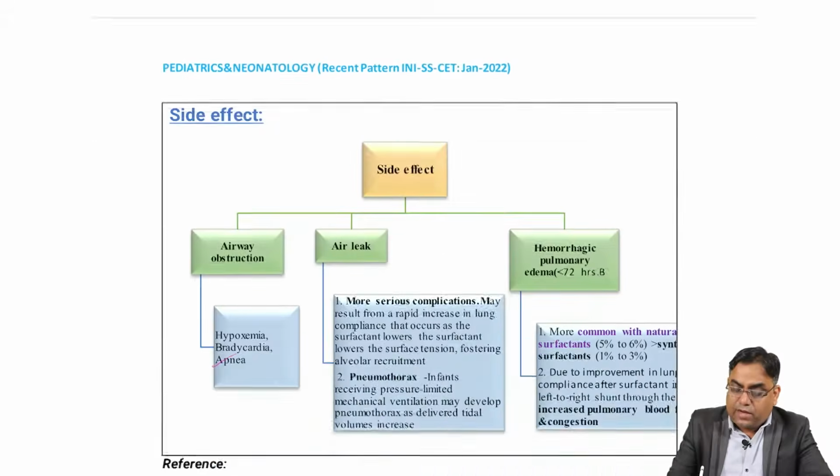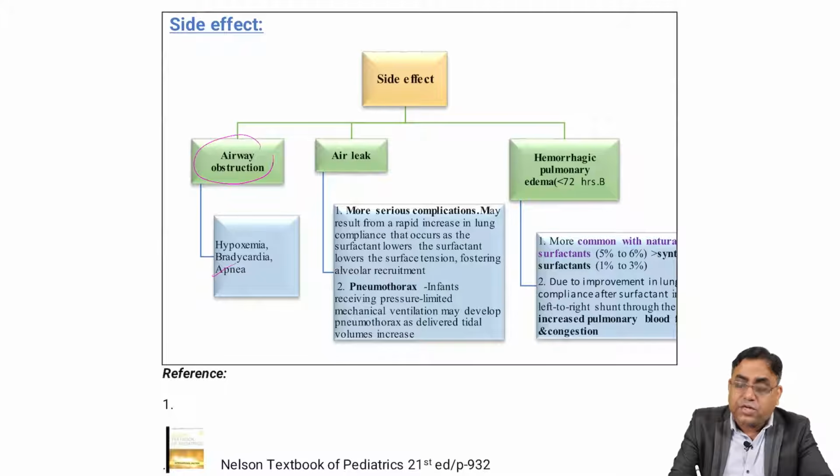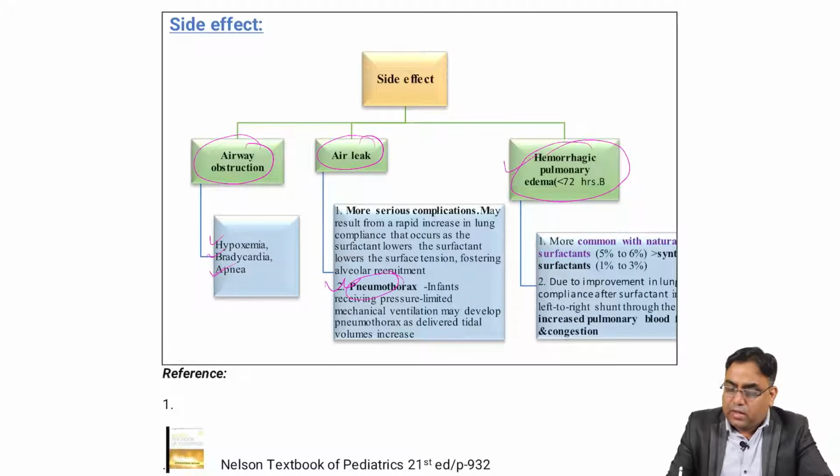Clear? Now the side effects of surfactant are airway obstruction, air leak, pulmonary hemorrhage and pulmonary edema. Airway obstruction leads to hypoxemia, bradycardia and apnea. Air leak leads to pneumothorax, and pulmonary hemorrhage is most common with natural surfactant than with synthetic surfactant. So this is a very important question: more common in natural surfactant than the synthetic surfactant. So this is all about surfactant replacement therapy.